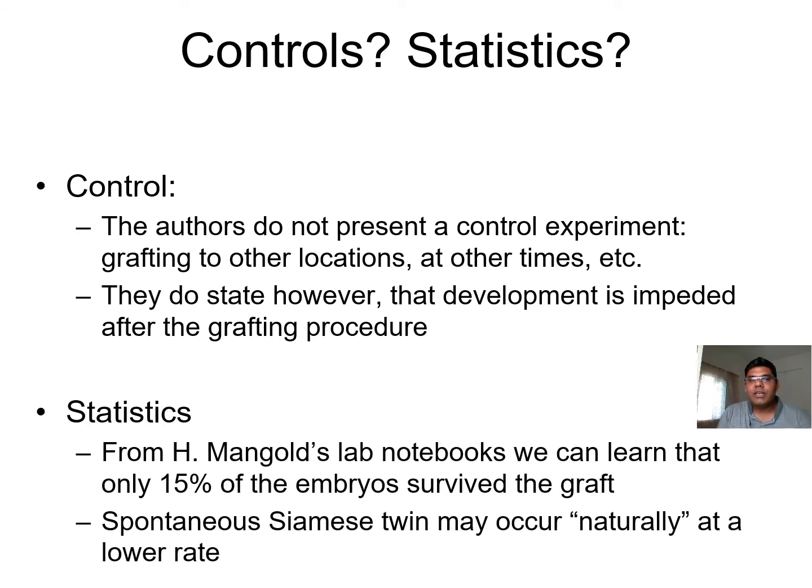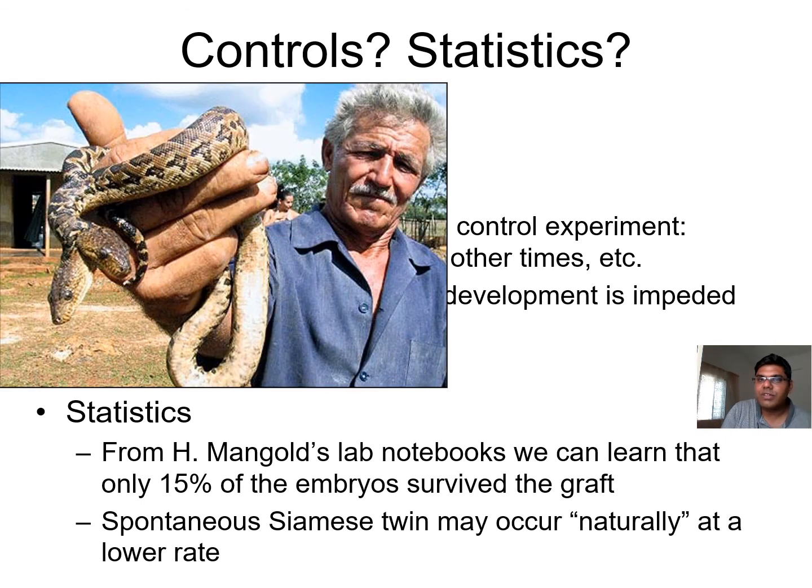As for statistics, if you see Mangold's lab notebook, we can now see that only 15% of the embryos survived the graft, whereas 85% of the embryos died. So spontaneous Siamese twins may occur in nature in a true sense, but they occur at a very, very low rate. This is one typical example, a snake having two heads which are joined together. This is a typical example of Siamese twins.